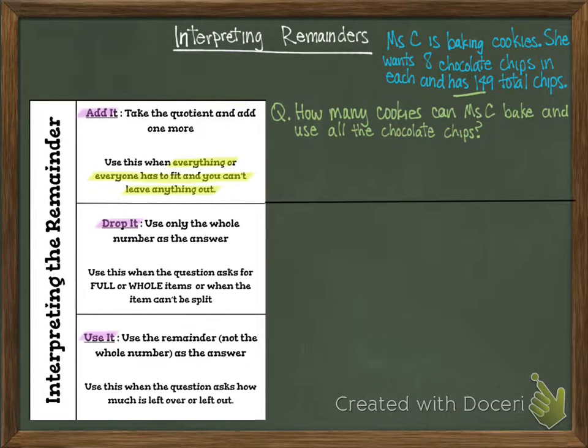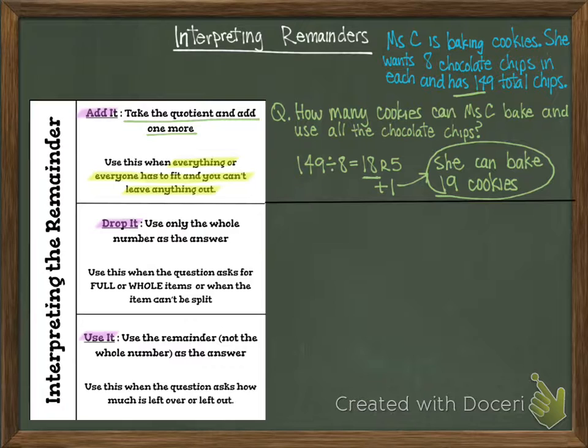So we can say 149 divided by 8 is 18, remainder 5. You can look back at the other videos to see how I got to that. That 18 remainder 5, what does that mean? Let's see. It says take the quotient and add one more. So we have that 18, which means 18 total cookies that have 8 chips in it, and 5 remaining chips that don't. So we can take that 18, add that one more, and get that Miss C can bake 19 cookies.